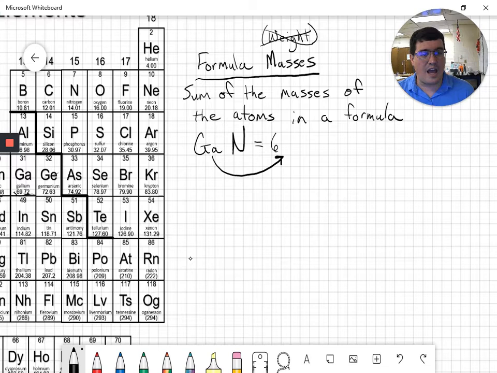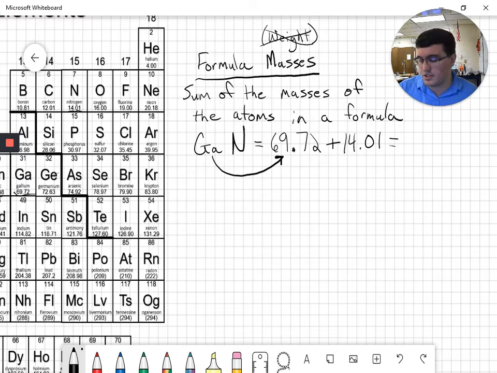It is 69.72. And summing means adding, so we are going to add to that the mass of nitrogen. So there's the mass of nitrogen right there, it is 14.01. So we add those two things together.